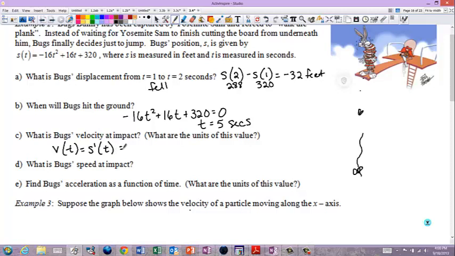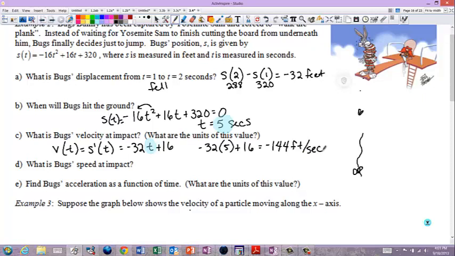So the derivative of position is velocity: 2 times negative 16 is negative 32t plus 16. What am I trying to do? What is Bugs' velocity at impact? Well, when does he impact? He impacts at 5 seconds, so you would fill in the 5. So it would be negative 32 times 5 plus 16, which is, you can trust me on this one, I checked myself before I started this video, negative 144 feet per second.